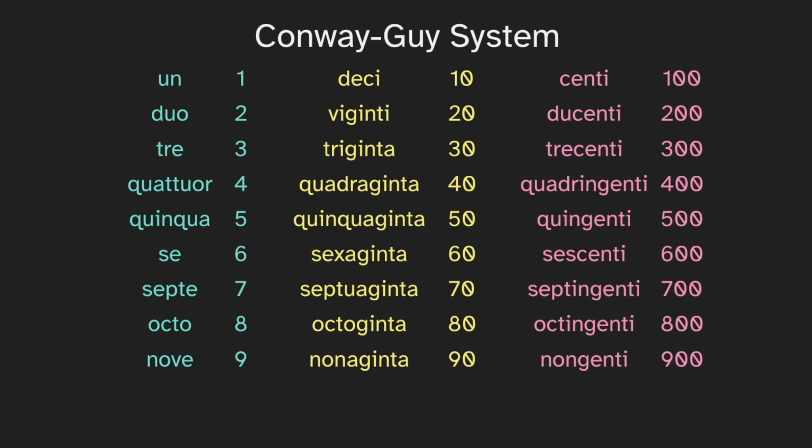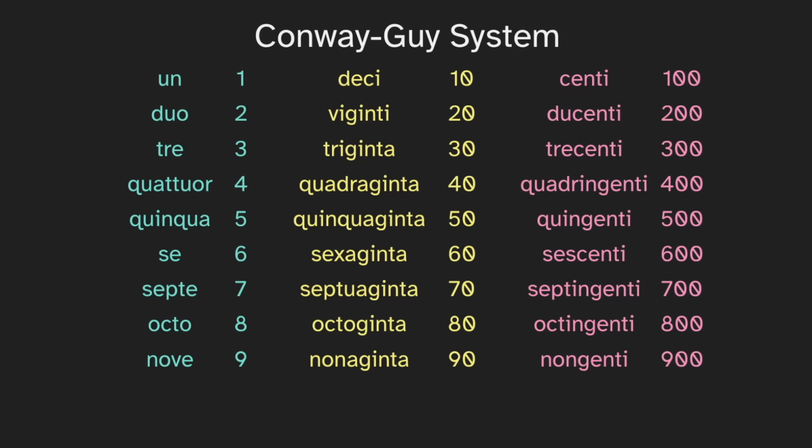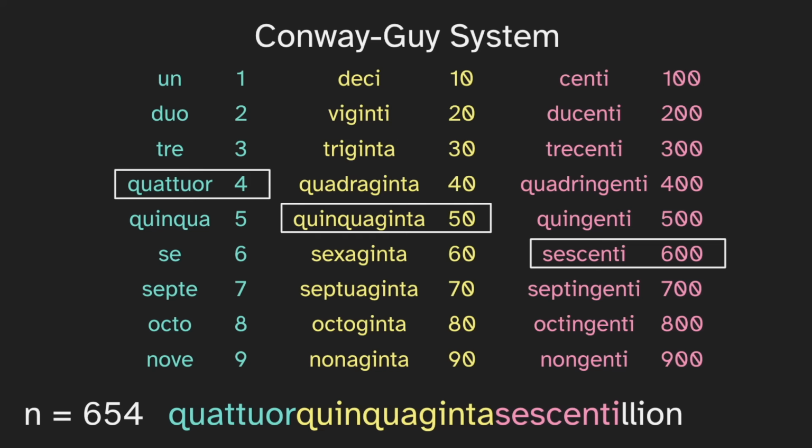So given some integer n, we can use this table to create the name of that number, with the ones place in blue, the tens place in yellow, and the hundreds place in pink. For example, if n is 321, that number would be unvigintatrecentillion. And using the formula from before, that's 10 to the 3 times n plus 1, which ends up being 10 to the 966. As another example, if n is 654, then that word would be quattuorquinquagintasescentillion, or 10 to the 1,965.